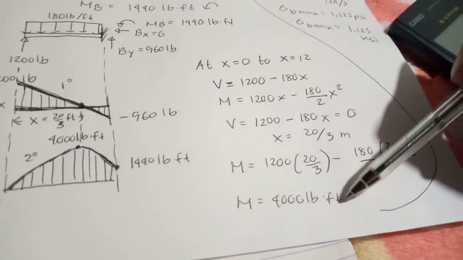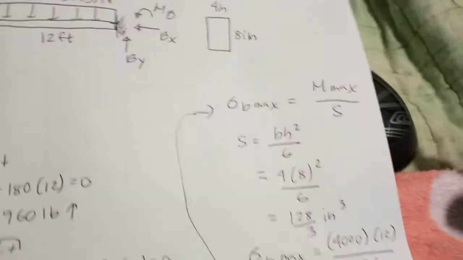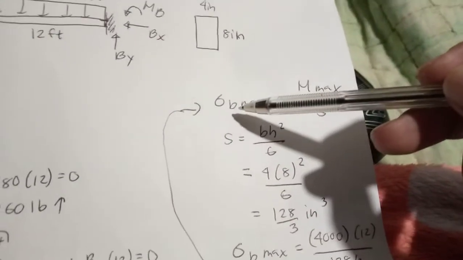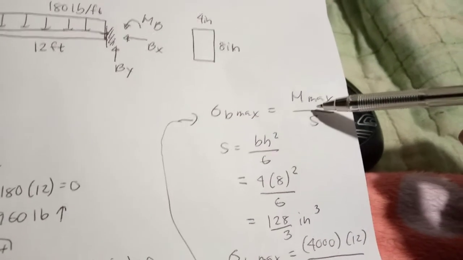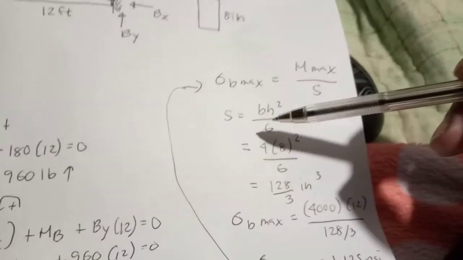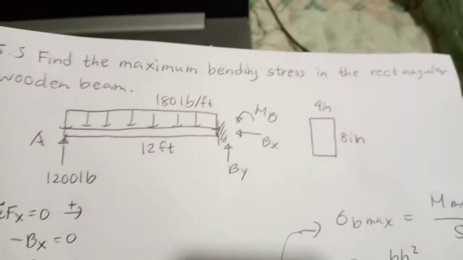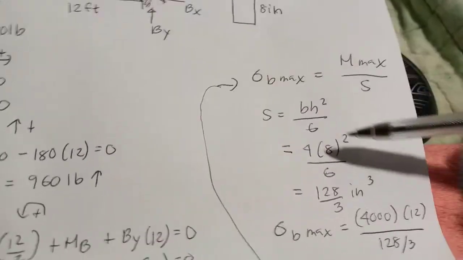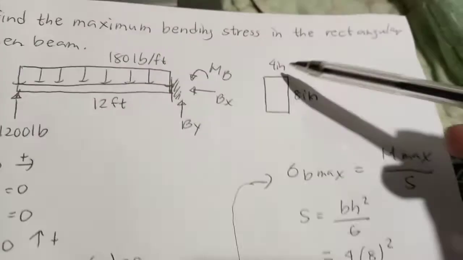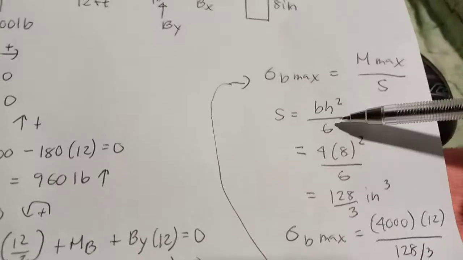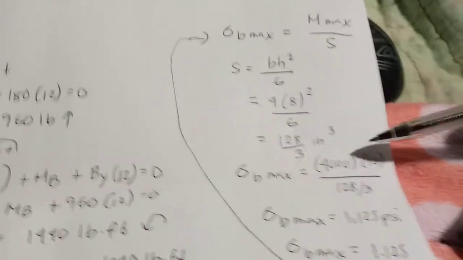We will use that to compute what is asked, which is the maximum bending stress. So we have maximum bending stress equal to M max, or the maximum moment, over S. Your S here is the section modulus, and since it is a rectangular beam cross section, your S will be equivalent to bh squared over 6, where your b is 4 and your h is 8. You just substitute and you got 128 over 3 inch cubed.